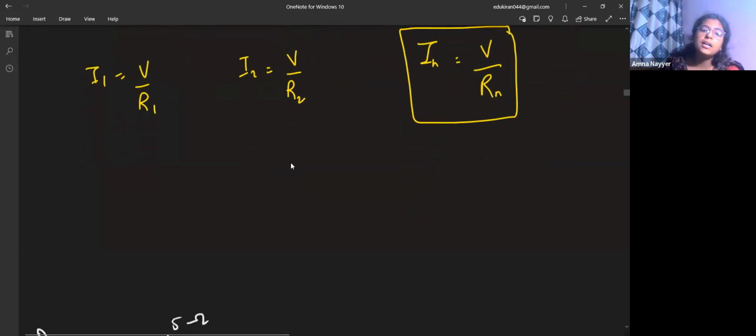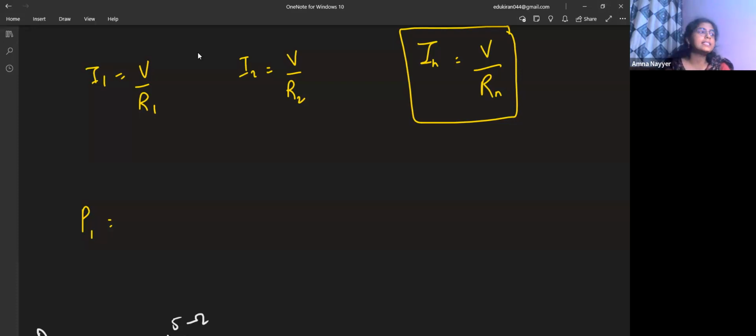Next, coming to power. One formula, I square R, we discussed in the series section. Remember I square R. Why did we use that formula? Because in I square R, your current is remaining the same. When we are saying I square R, you are completely having the knowledge of current, right? So that's why we are applying it.